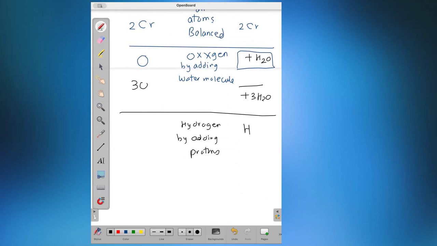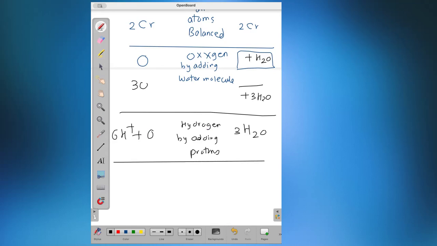For example, I have added 3 water molecules here, and the oxygen is balanced, but I need to add hydrogen here, so I will add 6 protons. If you have added 6 protons, it means you have balanced the hydrogen atoms on the right side.